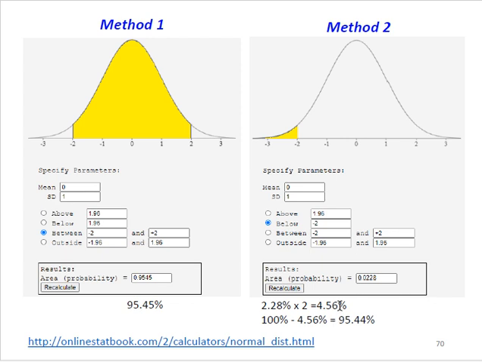So that's what we're showing you here. If you subtract that, this is the same as 0.0228, and you are going to get the same area, which is 95.45%.